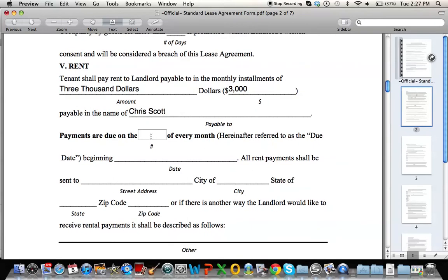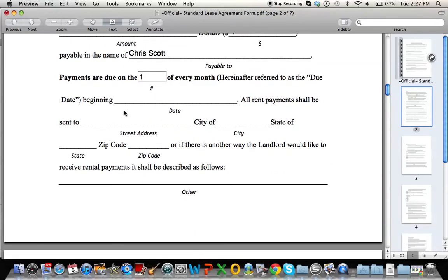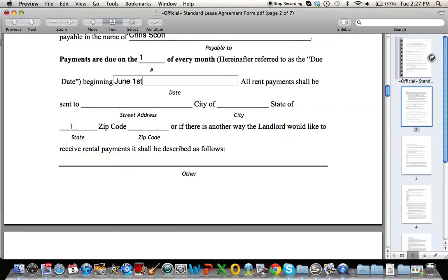Payments are due on the 1st of every month, not the 5th, beginning on June 1st. All rent payments shall be sent to 230 East 25th Street in New York, New York. The zip code of 10010.